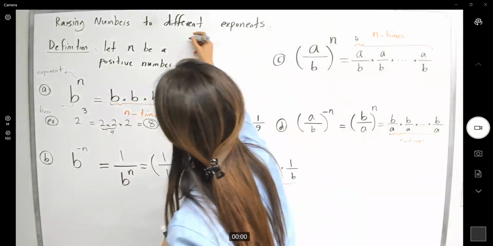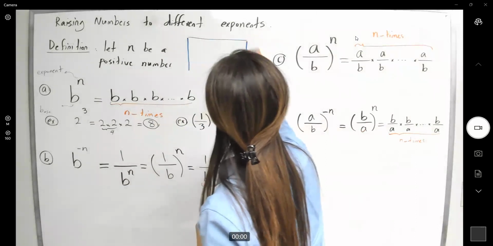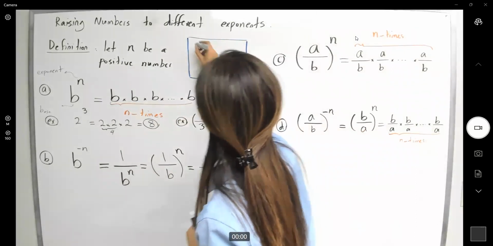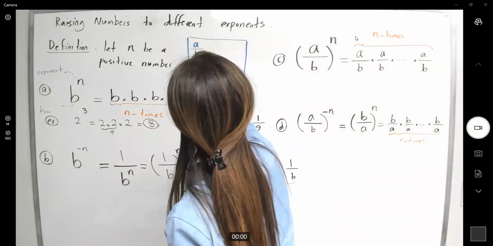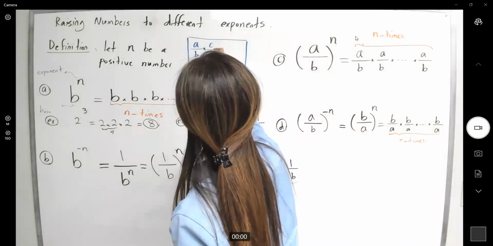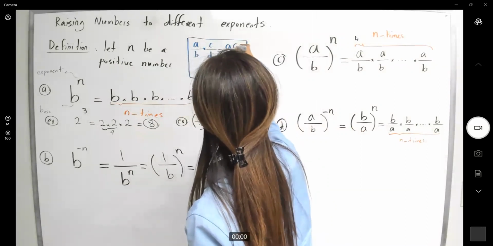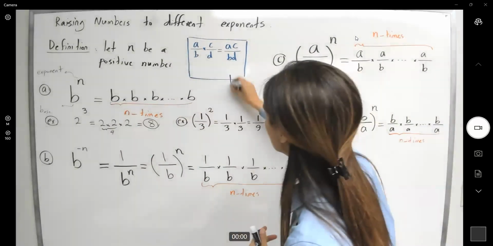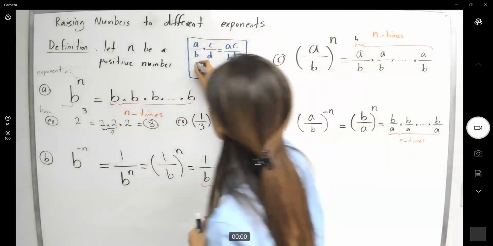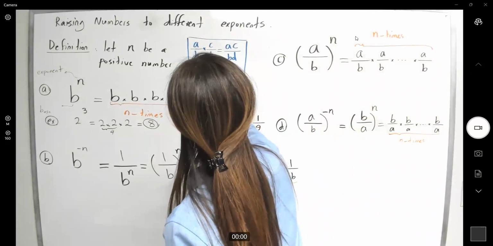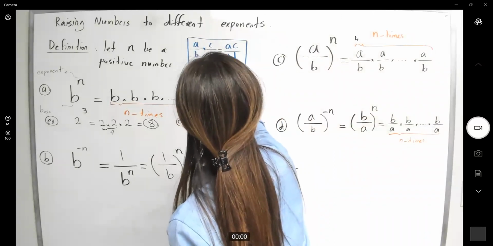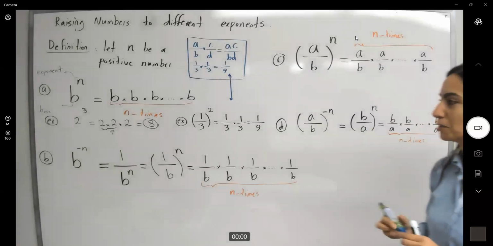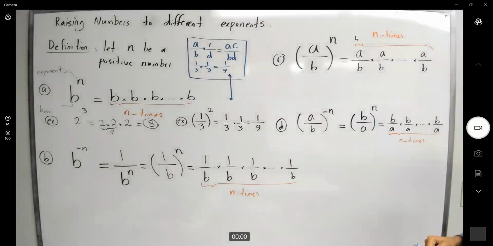Remember that. Recall everybody, when we are multiplying fractions, if you have a over b times c over d, it is equal to ac divided by bd. This has happened here. A 3rd times a 3rd is 1 over 9. Very good.